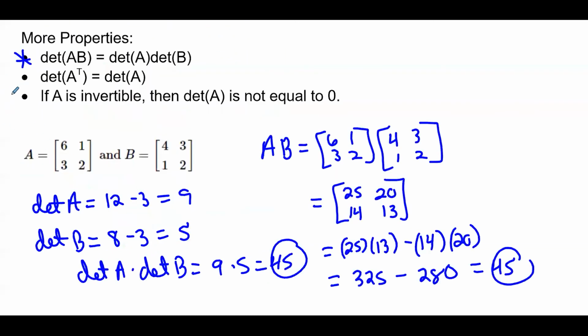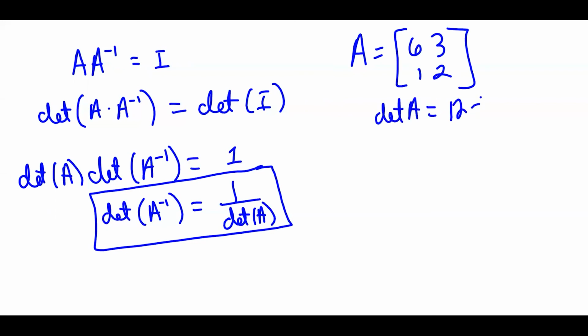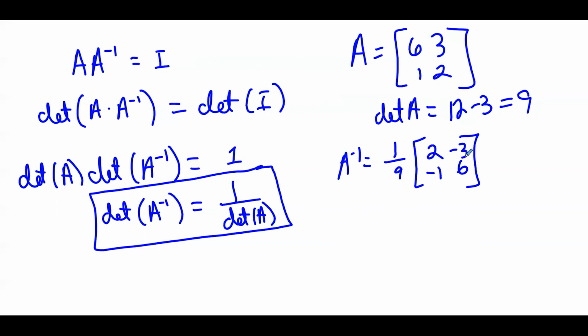So let's take one of these and try it out. So 6, 3, 1, 2. So A is 6, 3, 1, 2. The determinant we found was 9, right? So what's the inverse? So A inverse is 1 over the determinant times the adjoint. So that's 2/9, negative 1/3, negative 1/9, and 2/3 when you multiply the 1/9 inside.